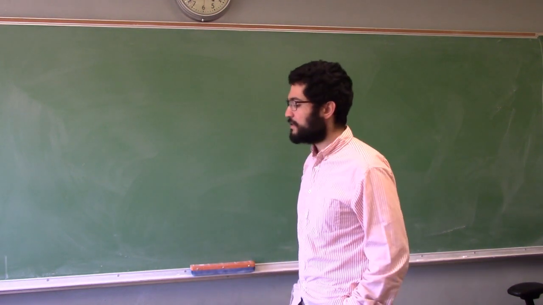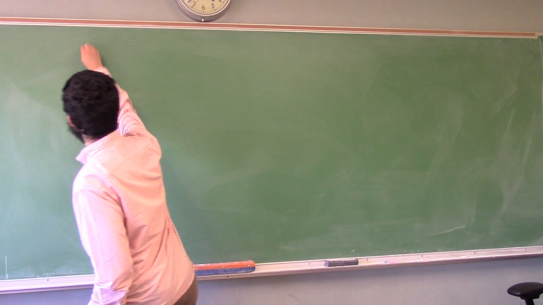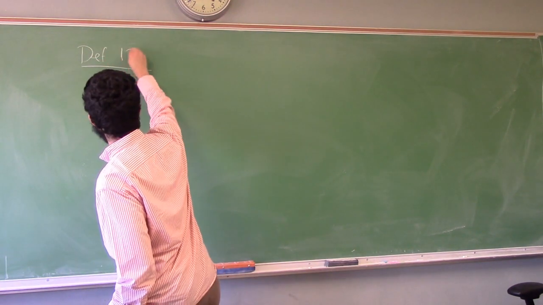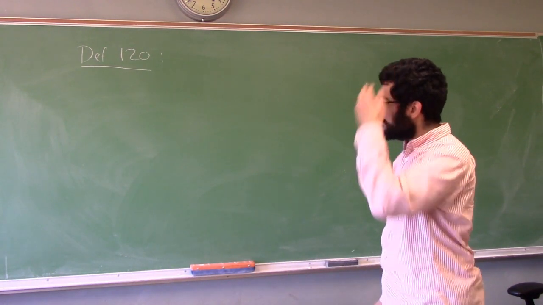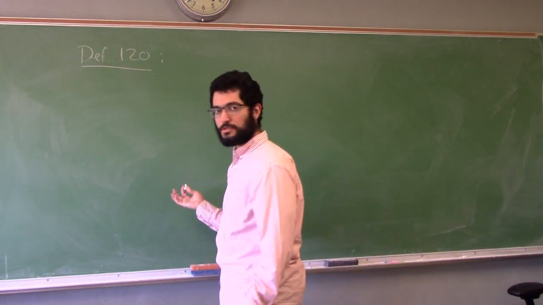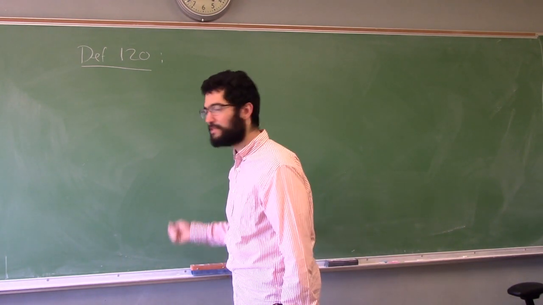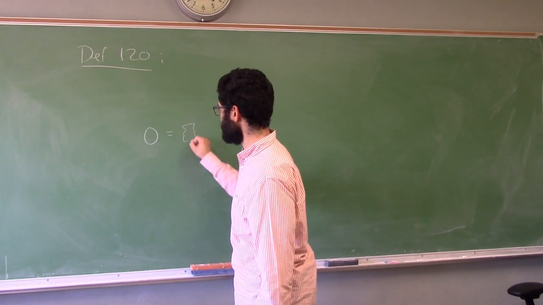Okay, let's start talking about finite sets. So we'll start with definition 120. Before I write it down, let's just remind ourselves what the natural numbers are actually defined to be. So we have 0 defined to be the empty set, right?